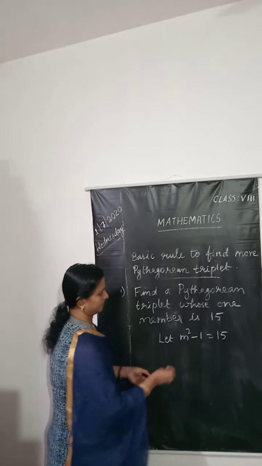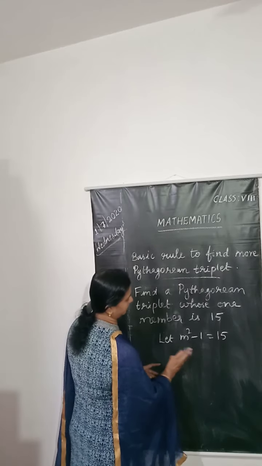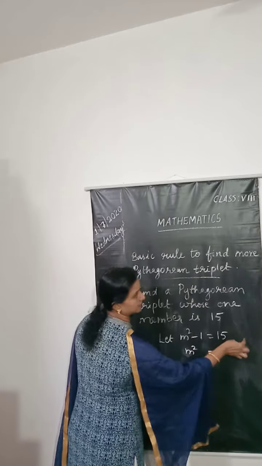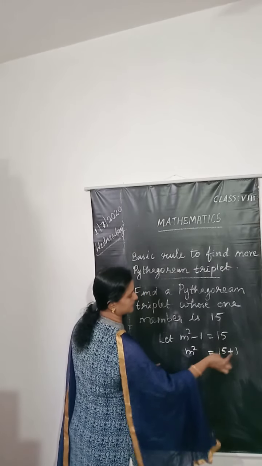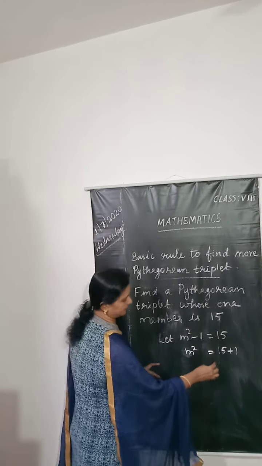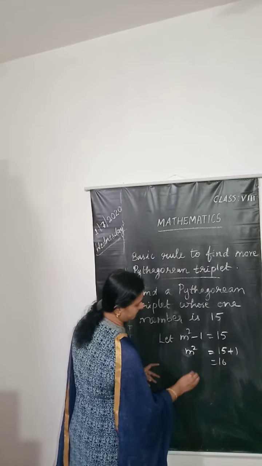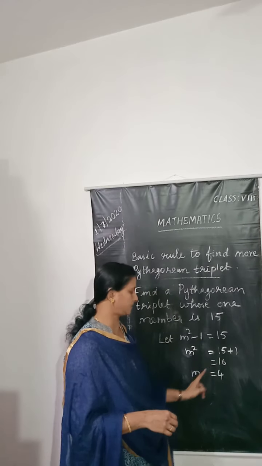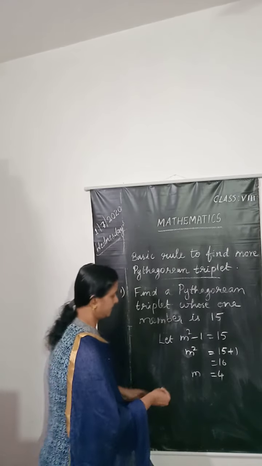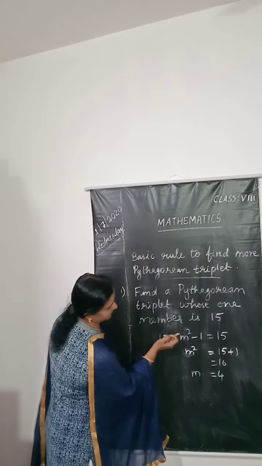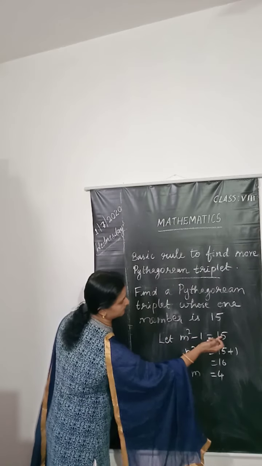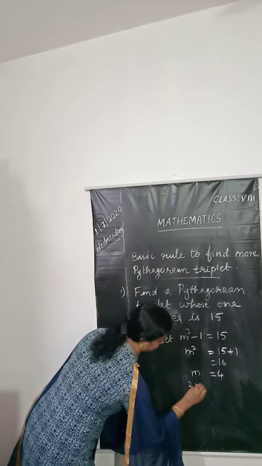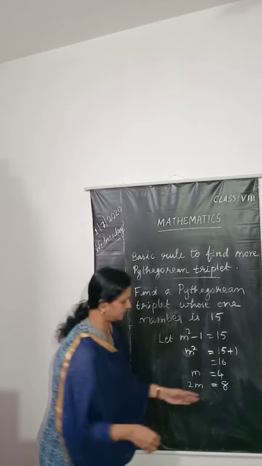m square can be taken as 16, or m square is equal to 15 plus 1. When we take this minus 1 to the other side, it becomes plus 1. So it is 15 plus 1, which is equal to 16. m square is equal to 16, so m is equal to 4. Now you got m equal to 4. So the next member is 2m. 2m is equal to 8.